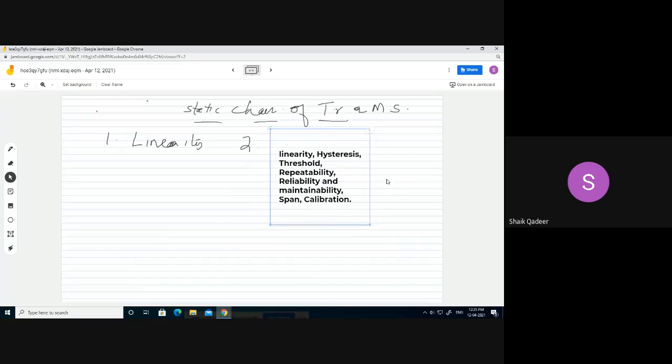So on your screen, the static characteristics of a measurement system are there. The second one is hysteresis. The third one is threshold. The fourth one is repeatability. The fifth one is reliability and maintainability. The next one is span, and the last one is calibration. A few more we will also see during the course, which are important. Hope it is clear to everybody. What is linearity? What is hysteresis? What is threshold? We will discuss.